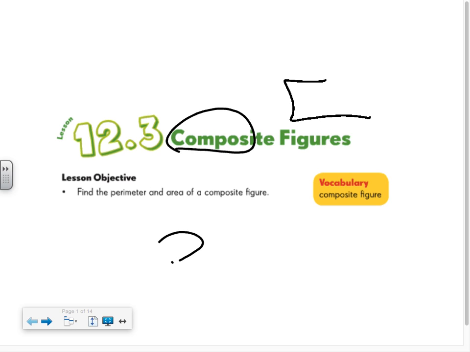As you remember, composite figures are something like this, where you have a shape there, there's a shape there. You would have different shapes within one bigger shape, okay?